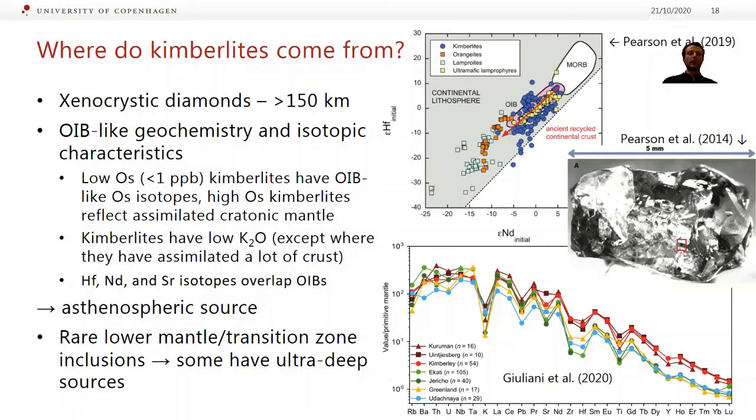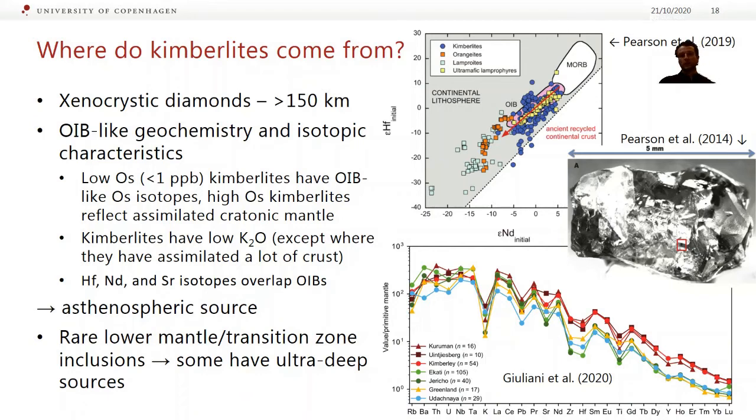But there are certain kimberlites that have a small proportion of diamonds that have inclusions that either come from the mantle transition zone or even the lower mantle. So we're talking depths of like 600 kilometers, maybe even deeper than that.